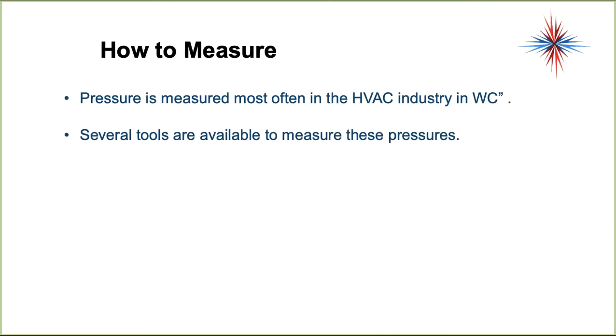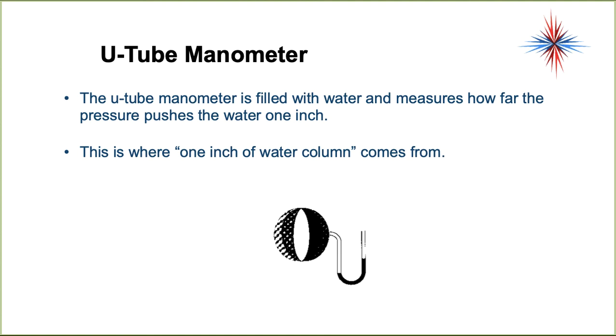Pressure is measured most often in the HVAC industry, and again I'm talking building and duct pressures, in inches of water column, or WC. Several tools are available to measure these pressures. The first one, and probably the oldest, is a U-tube manometer. It's filled with water and it measures how far the pressure pushes the water, in 1 inch. This is where the 1-inch water column comes from.